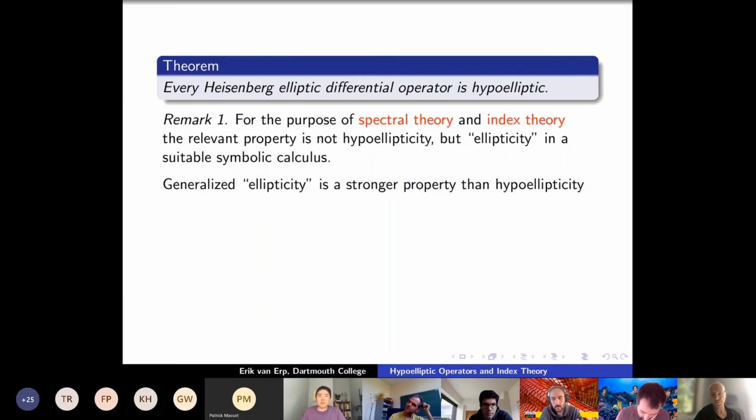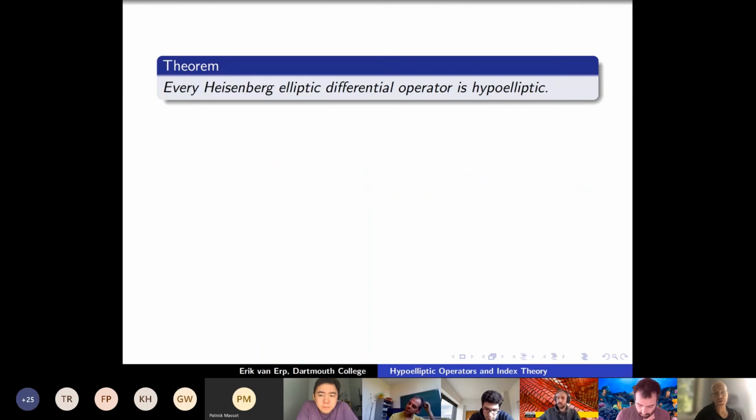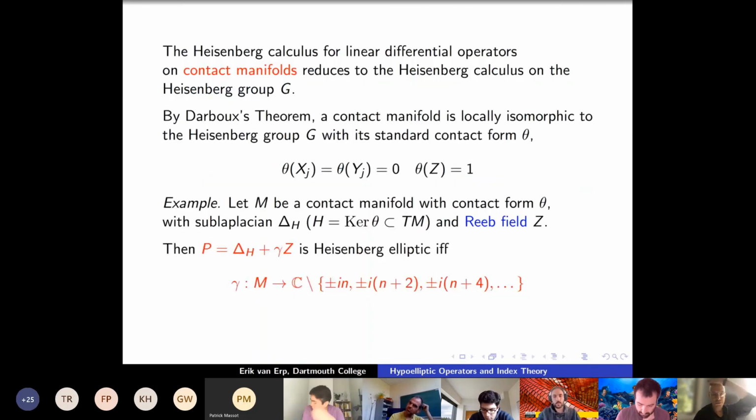So I have colleagues, I don't like this, who start using the word elliptic for this operator that we had here, this red operator delta H plus gamma Z, and they just call this an elliptic operator because the analogy is so strong. They feel that this should just be called elliptic, but I think this is very confusing because the word elliptic is so well established, has a very well-defined meaning to most people who don't work on nilpotent groups. So I think it's somewhat of a bad idea.